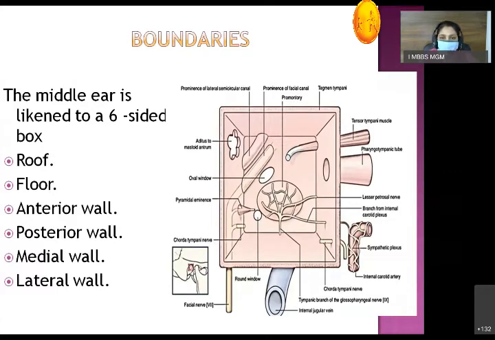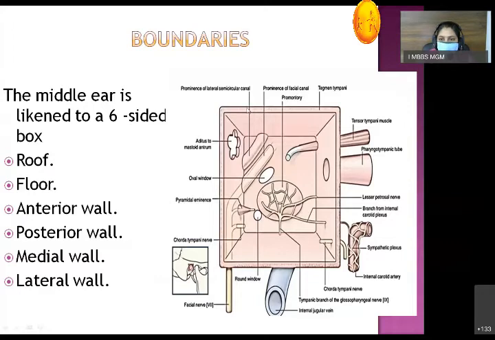If you see, this is the middle ear cavity or the tympanic cavity. It's like a tube, so it has walls, and we have seen it has different walls. This is the anterior wall. This is the posterior wall. Anteriorly, it will communicate with the nasopharynx through the pharyngotympanic tube. So this will be the anterior wall. This is the posterior wall.